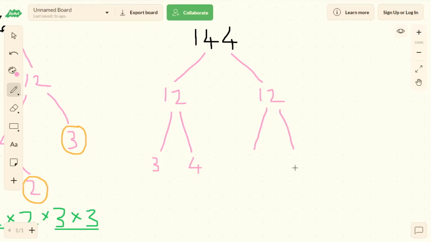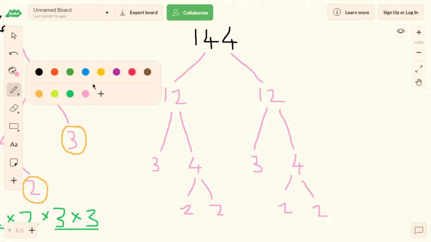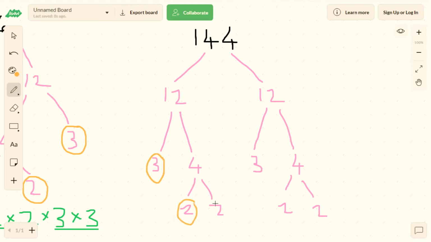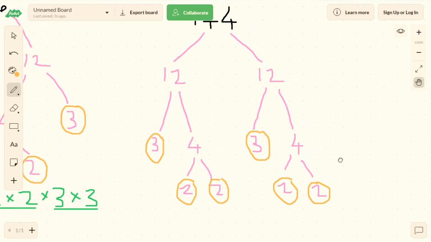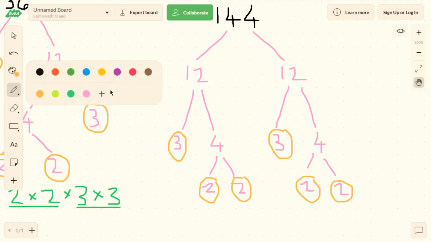12 is 3 and 4. This 12 is also 3 and 4. We've got some real symmetry going on here, which I'm about to break by doing it this way. But anyway, that's fine. So there we go. If we look at the leaves on this factor tree, we've got 3, we've got 2, we've got 2, we've got 3, we've got 2, and we've got 2, which is telling us that this number, 144, is not actually exhibiting the property we might have expected.